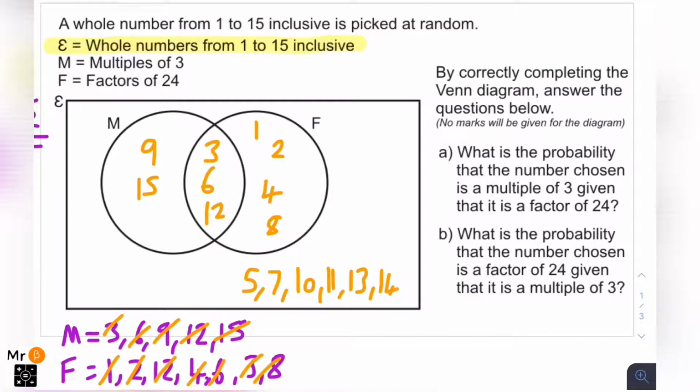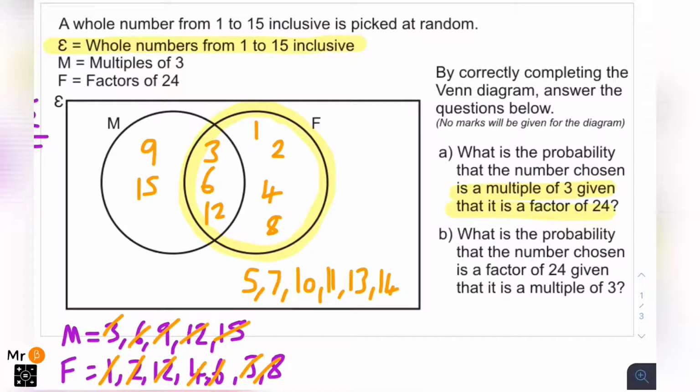Part A is asking for the probability that the number chosen is a multiple of 3, given that it is a factor of 24. So because it's told us it's a multiple of 3, given that it's a factor of 24, we know that we are only looking at our circle here, because it's given that it is a factor of 24.